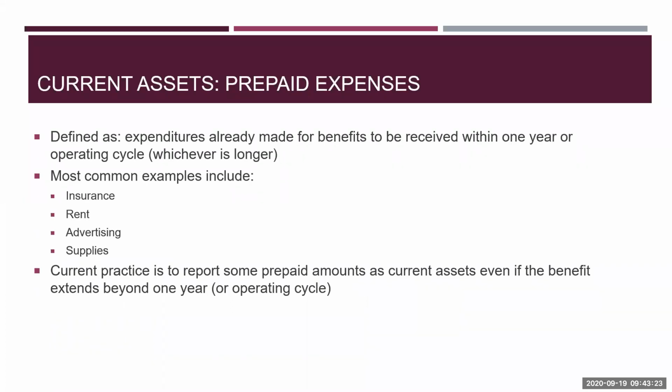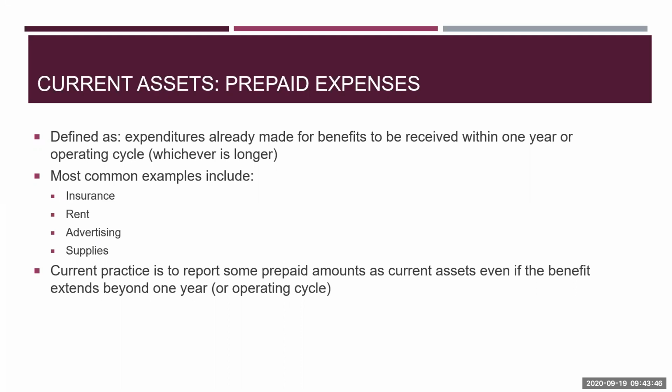Prepaid expenses. So this is pretty much all we have in the current asset section. A prepaid expense is something that the business has paid in advance, but the benefit out of that is not being used up. So the benefit tends to be over a longer period of time. This generally happens with items such as insurance, rent, advertising, and supplies.